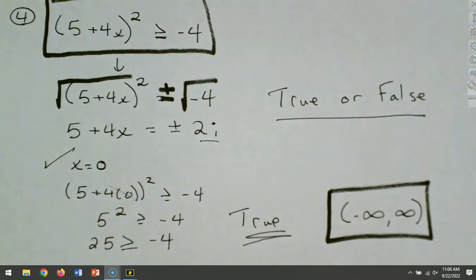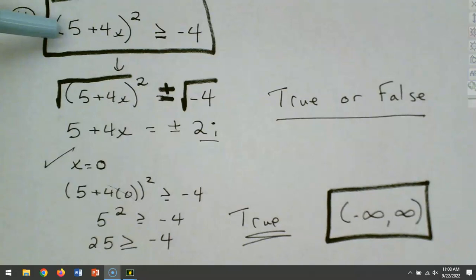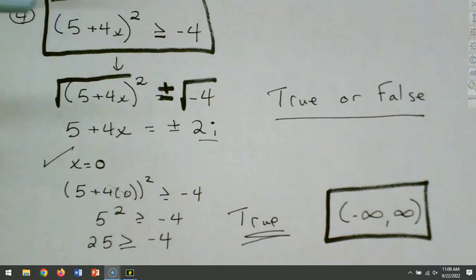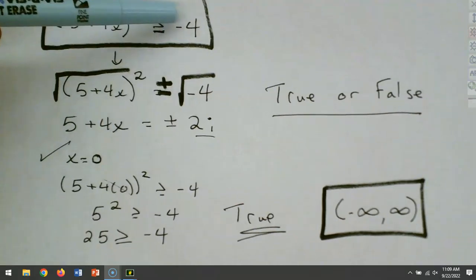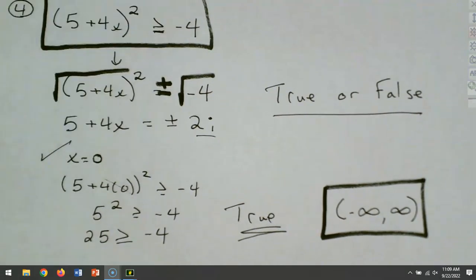And the reason for that is we can think about this too. What happens when you square any number, whether it's positive or negative? Except for 0. If you square any number besides 0, it doesn't matter what it is, it's going to come out to be positive, right? Now, are positive numbers always going to be bigger than negative 4? Yes, that's why this was true. If it was going the other way, it would be false. So the answer for 4 is going to be negative to positive infinity.